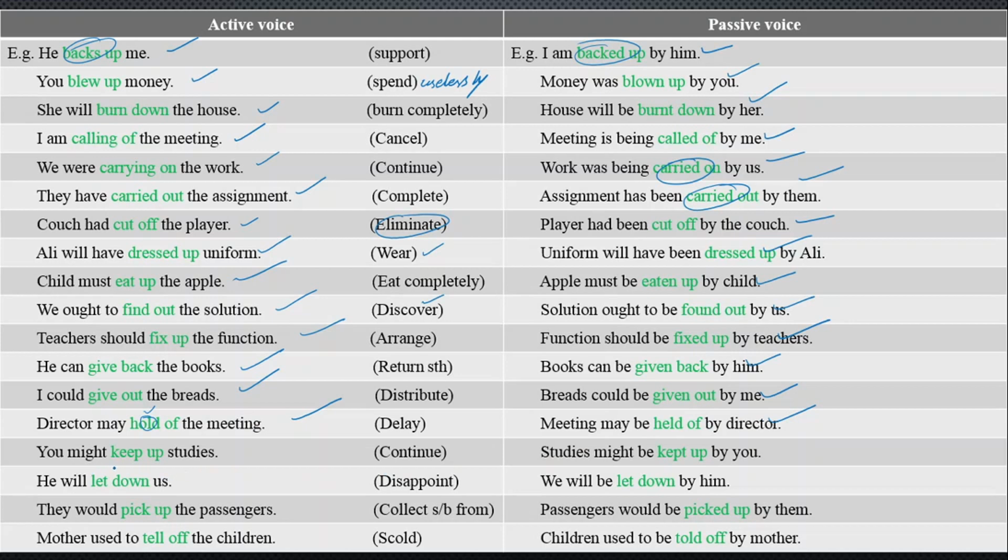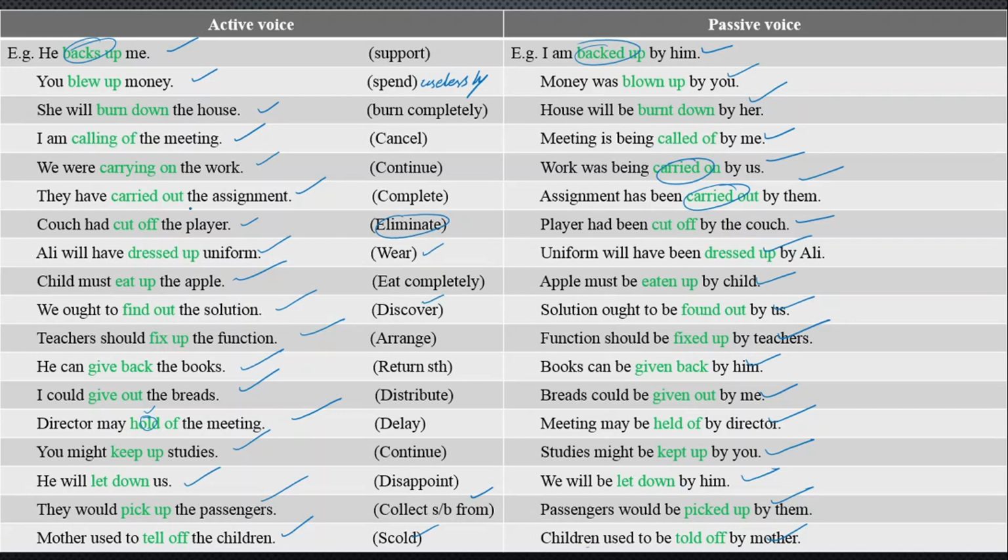You might keep up studies. Studies might be kept up by you. He will let down us, means disappoint us. We will be let down by him. We will be disappointed by him. They would pick up the passengers, and pick up means collect somebody from some place. Yes. Now they would pick up the passengers. Passengers would be picked up by them. And mother used to tell off the children, scold the children. Children used to be told off by mother.